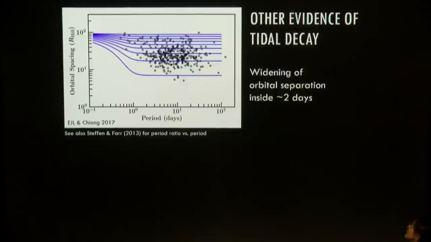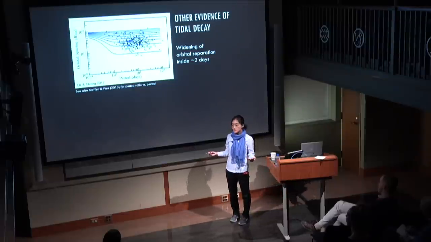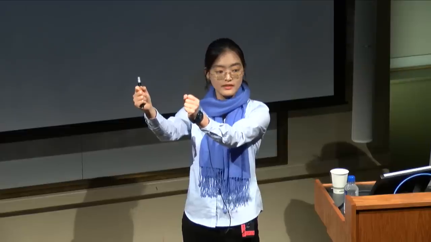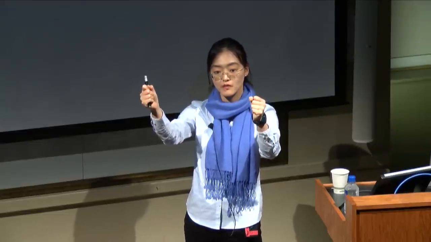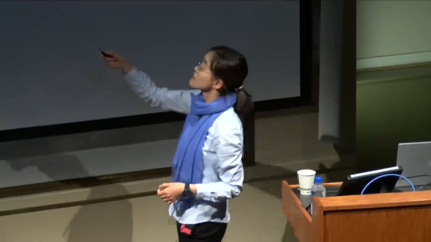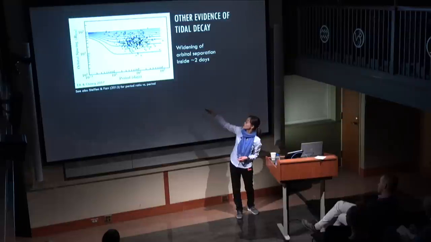There is other evidence of the tidal decay. The first is that if you look at the orbital spacings between a pair of planets as a function of their orbital periods, there is an enhanced spacing inside of about 1 to 2 days. And this can be naturally explained by tides because it is a divergent migration. So you have a star, you have two planets. This planet that's closer in to the star is going to undergo much faster orbital decay than this planet because it's a very strong function of the distance between the star and the planet. So it just naturally causes this spreading of the orbits close in to the star. And the circles here are the data compared against the model, which is the blue line. And you do get the right qualitative agreement between the two.